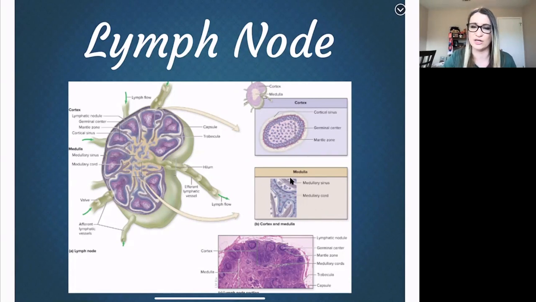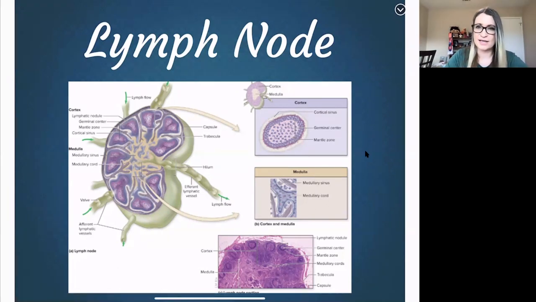So that's our lymph node. And you can see the micrograph there, the microscope slide at the bottom. Notice that it looks like little ovals or circles along the outer edge. Those are those lymphatic nodules on that micrograph.